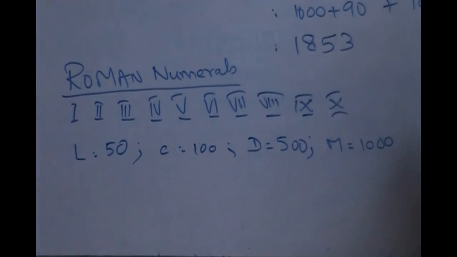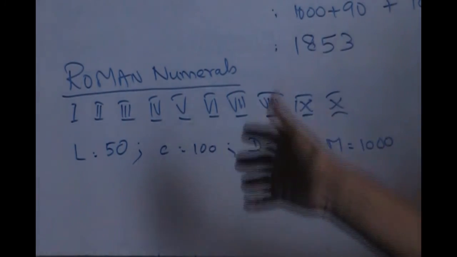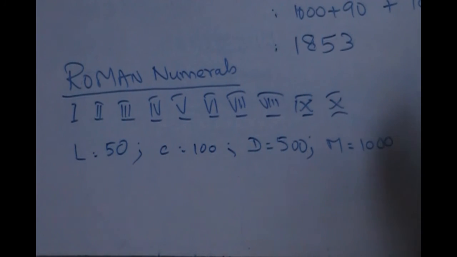For example, when I gave here, how can 19 be written? It is 1 before 20. So for 20 you write 2 X's, with 1 before. So 19 will be written like this. And for 54, L is 50, and then the 4 after. So you can write 54 as L4.